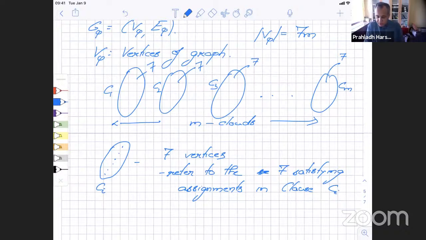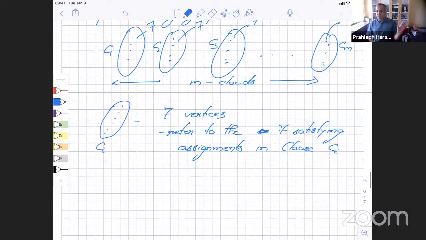The vertices of this graph are going to be: for every clause, put the 7 satisfying assignments corresponding to the clause. Some clauses might have fewer than 3 variables. If it's a clause with just 2 literals, put the 3 satisfying assignments out there, a vertex corresponding to each one of them. And if it's a clause with just 1 literal, put the 1 unique satisfying assignment out there. Is that clear? Those are the vertices of the graph. What are the edges?